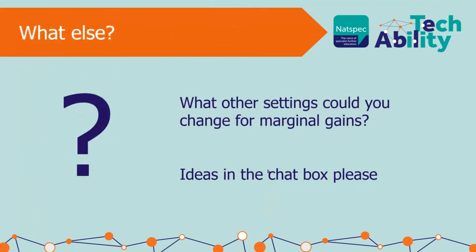So, what else? I want some ideas from you now, just for a minute or so. Chat box is open. Any other settings or changes you can make, hardware or software, that you would see as being a marginal gain? Changing something tiny that could add up over time. So your chat box should be on the right of your screen. If you click the bubble, you should be able to just type into there. And any ideas from you about things that could be changed? I'm not going to give you too long because there's a terrible thing as radio silence.